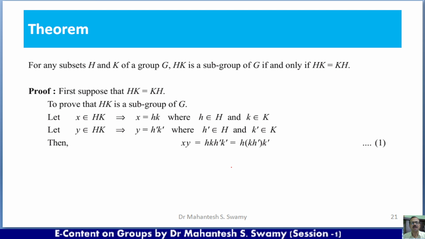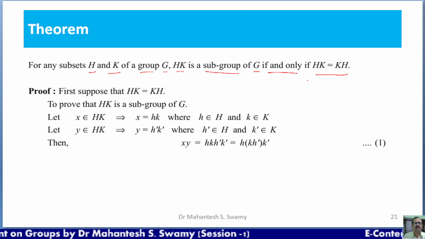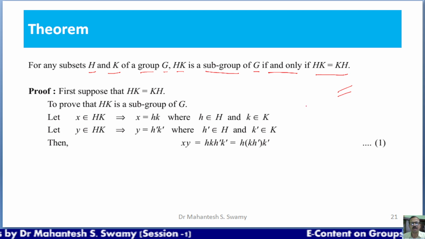Now we have another important theorem. For any two subsets H and K of a group G, the product HK is a subgroup of G if and only if HK is equal to KH. This is an important theorem and it is quite lengthy. Already we have proceeded for more than 30 minutes. Therefore, at this point of time, I want to stop this session. This proof we will consider in the next class.